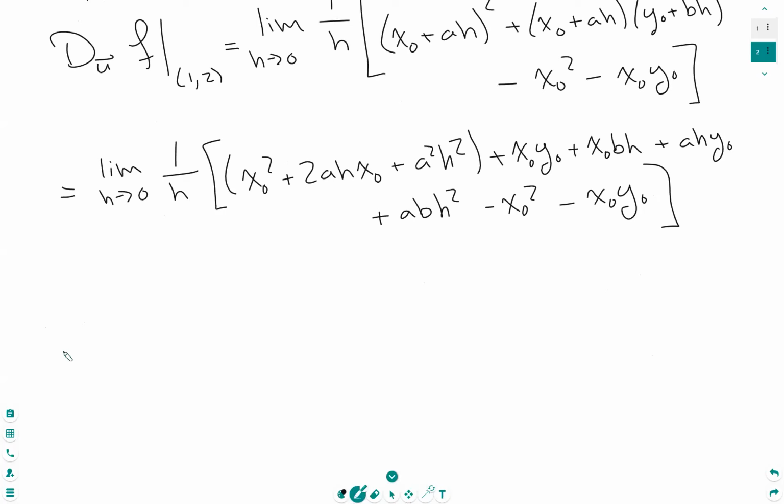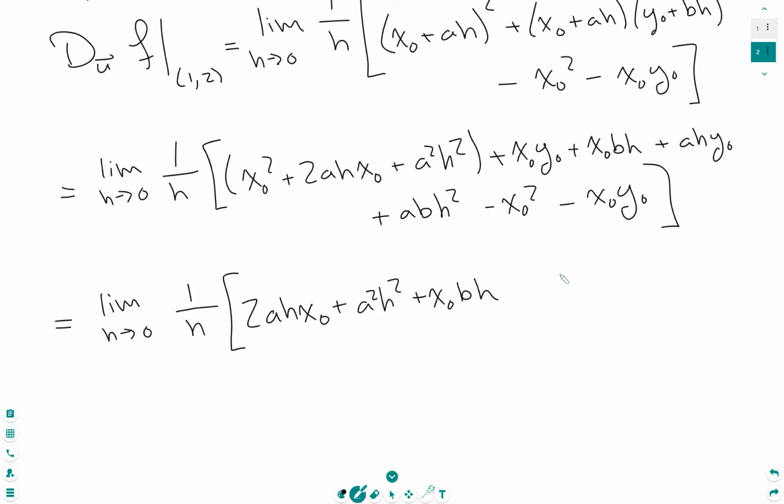Okay, so after we're done FOILing, let's simplify a little bit further. This is the limit as h goes to 0 of 1 over h. Let's simplify with some of these square brackets. I have x naught squareds that end up canceling, and a bunch of other terms that are canceling. Notice I have this x naught y naught and x naught y naught here. And the things that we're left with are 2a h x naught plus a squared h squared plus x naught times bh plus y naught times ah plus abh squared.